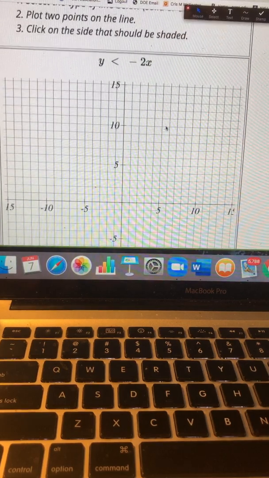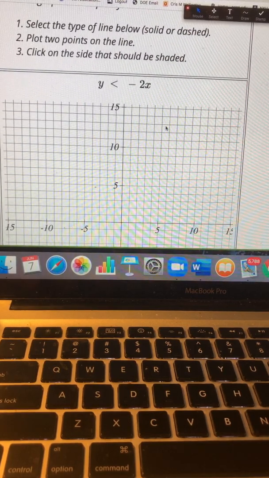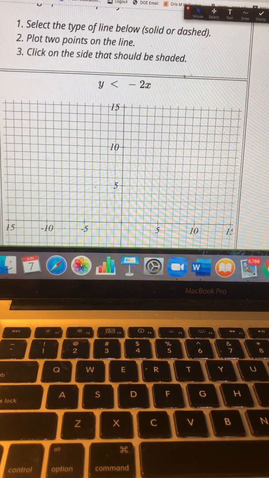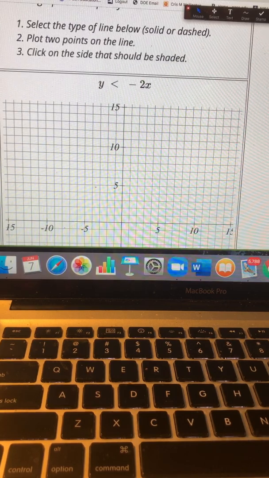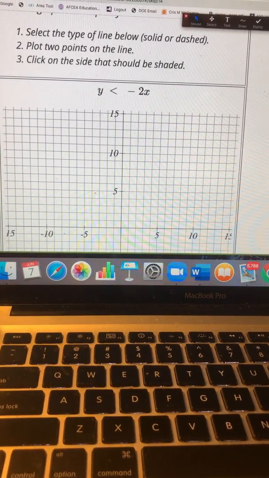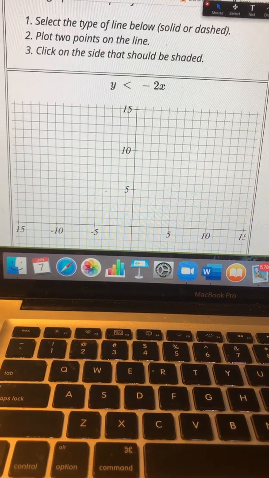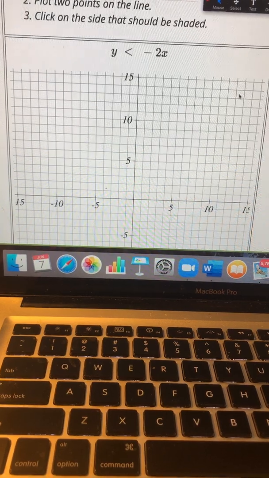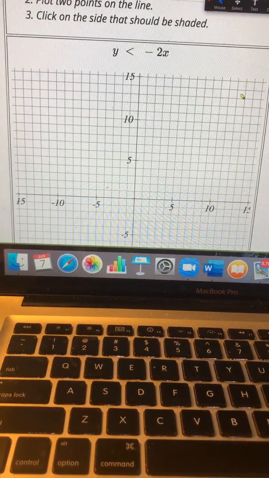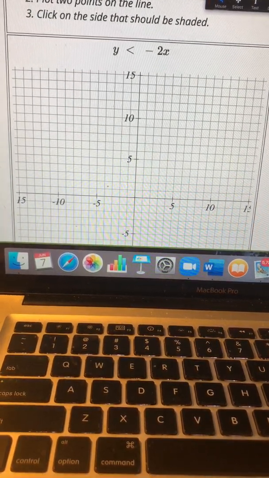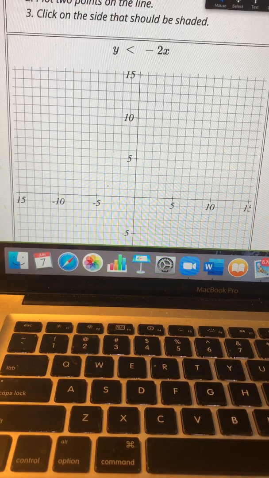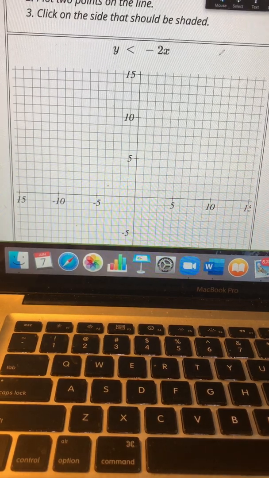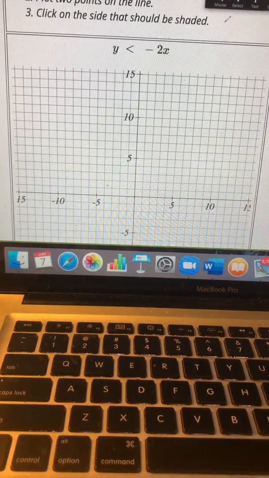All right, so here's another inequality to graph. y is less than negative 2x. Again, you're going to be doing the same thing that you did for the other problem. This is number 14 in the classwork. You're going to do your version of it. And so what happens here is that you need to come up with some points. So simply you can make a table.